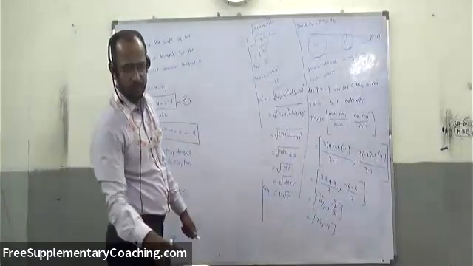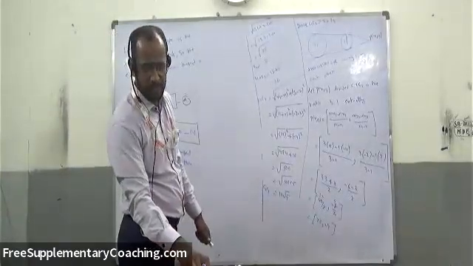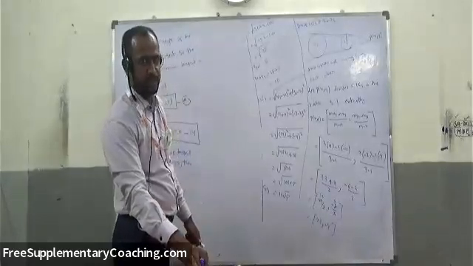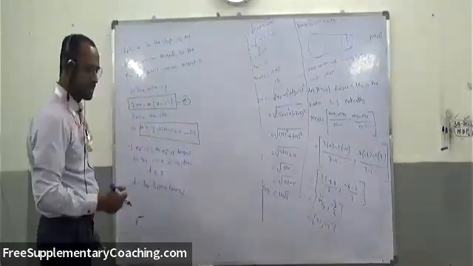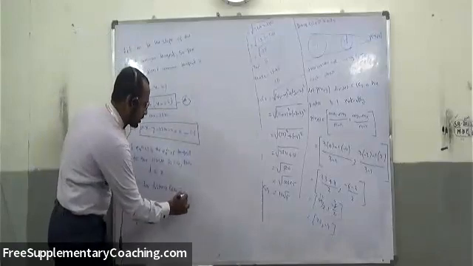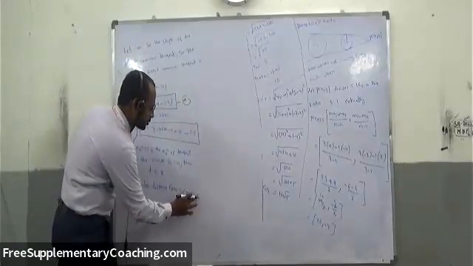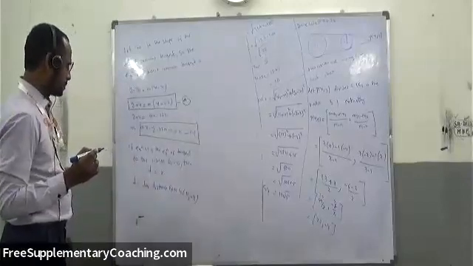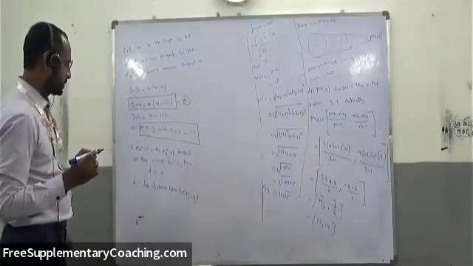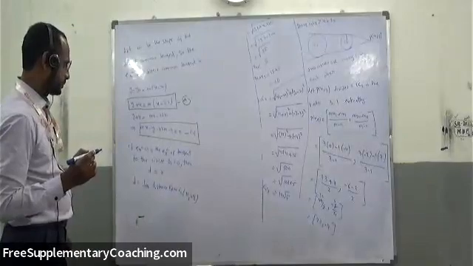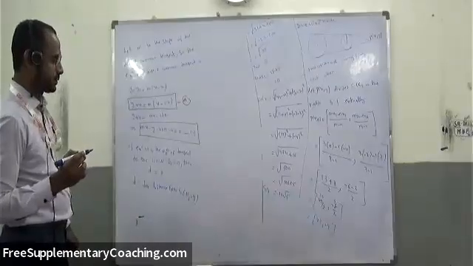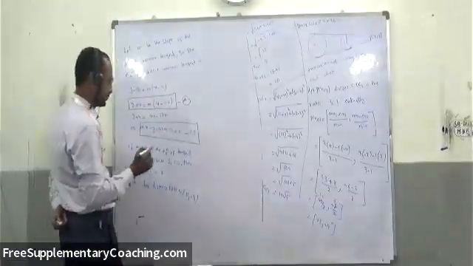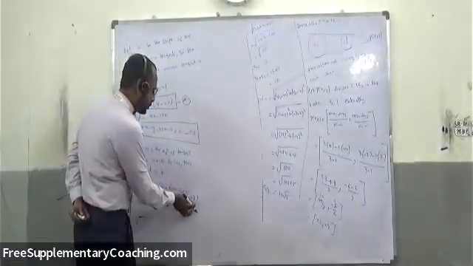C2 value I want. Anyone? 11 comma minus 2, I think. Yes, I have seen the question here. 11 comma minus 2. Is it right? Those who are listening? Yes? Yes, anyone? Okay. C2, 11 comma minus 2.